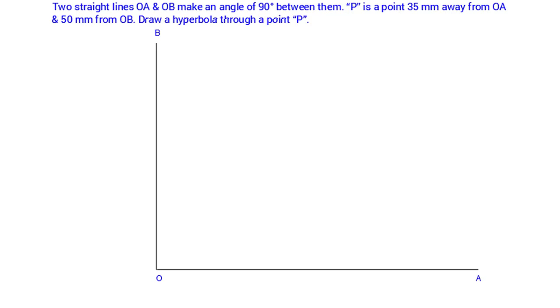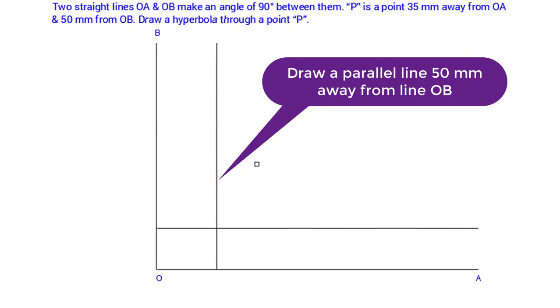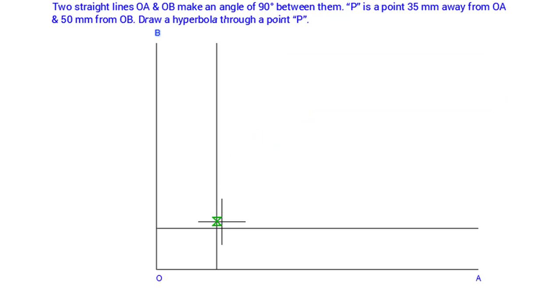As per the given data, point P is 35 mm away from line OA. So with the help of a roller scale, draw a parallel line 35 mm away from line OA. Also, point P is 50 mm away from line OB. So with the help of a roller scale, draw a parallel line 50 mm away from line OB and name the intersection point of those lines by point P and the remaining points by point D and point C as shown.